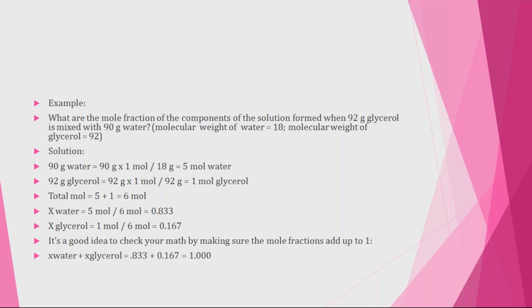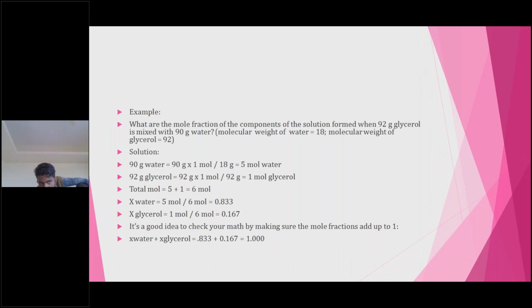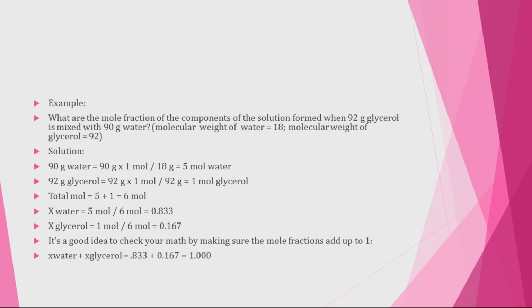So the solution, 90 grams of water means, how will you find out? 90 into 1 divided by 18. So that is 5 moles of water. Similarly for glycerol, 92 grams into 1 mole divided by 92, that is equal to 1 mole of glycerol. So total moles is 5 plus 1, 6 moles.